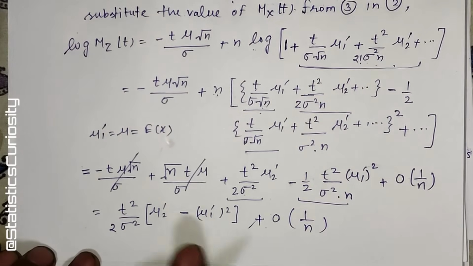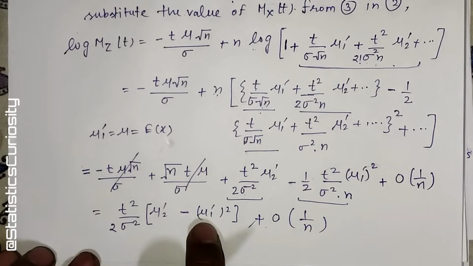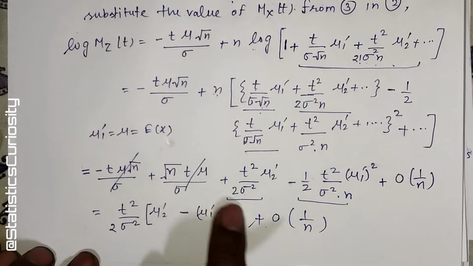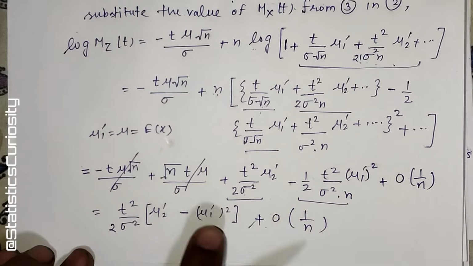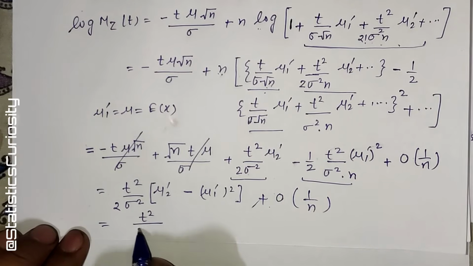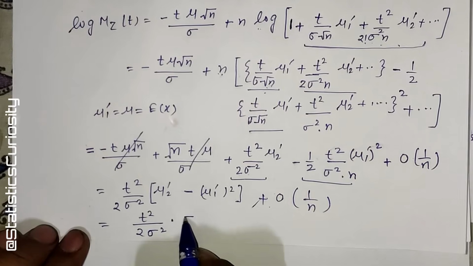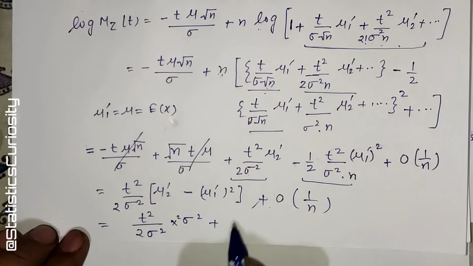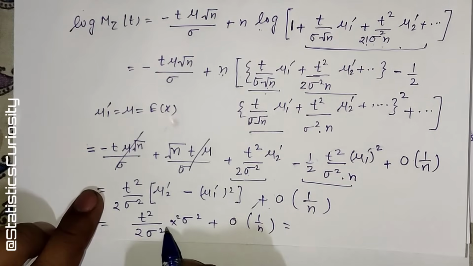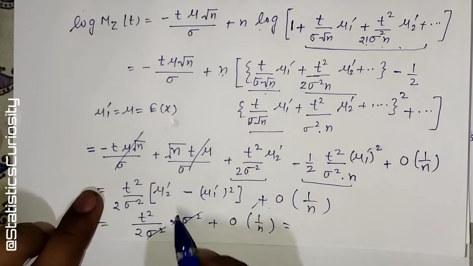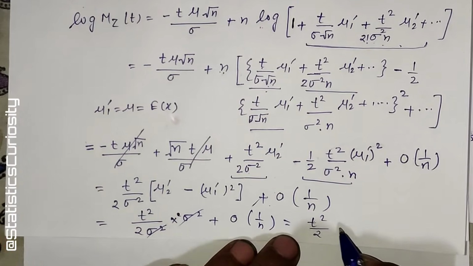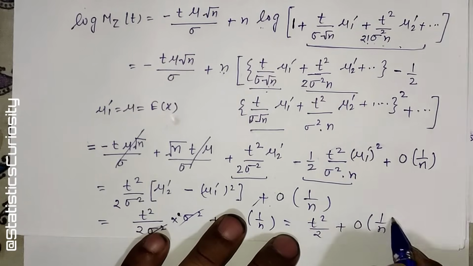Okay, now we all know mu 2 dash minus mu 1 dash square, expectation x square minus expectation x whole square. What is this? This is variance of x. And what is variance of x? Variance of x is sigma square in this theorem. We already have assumed this. Multiply sigma square plus order of 1 by n. Then what we will get? Sigma square will cancel out by sigma square. It will be t square divided by 2 plus order of 1 by n.